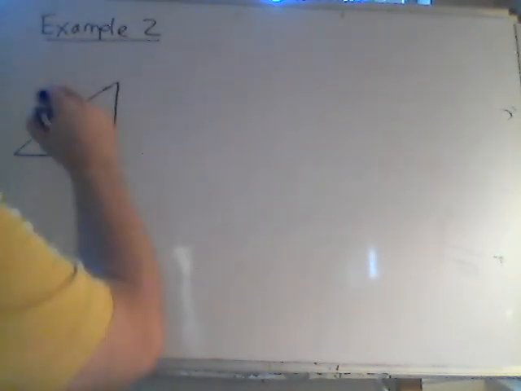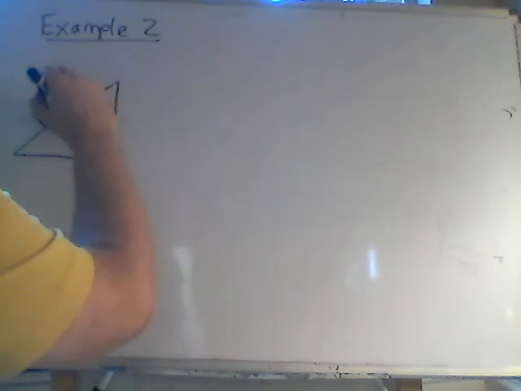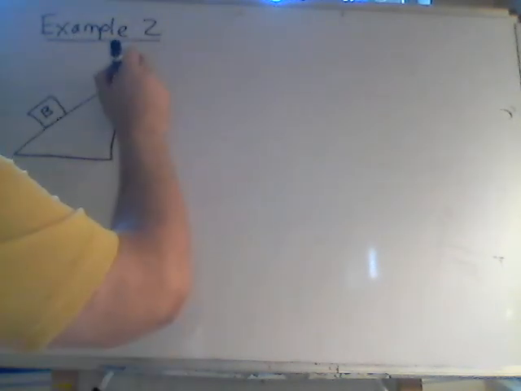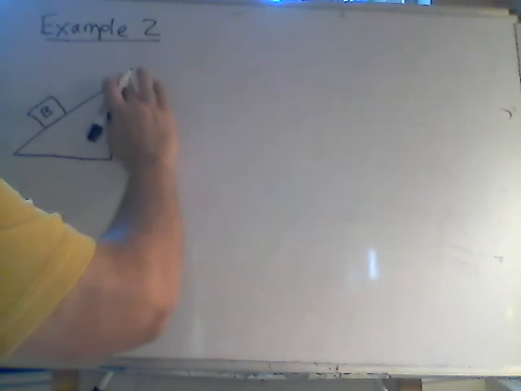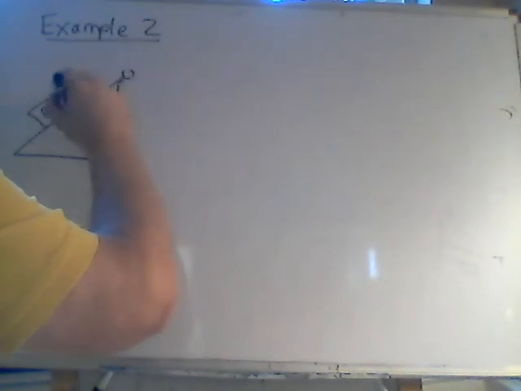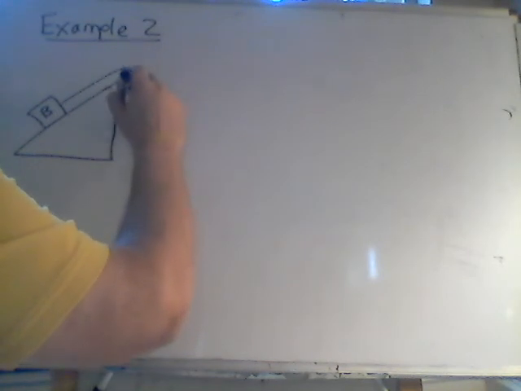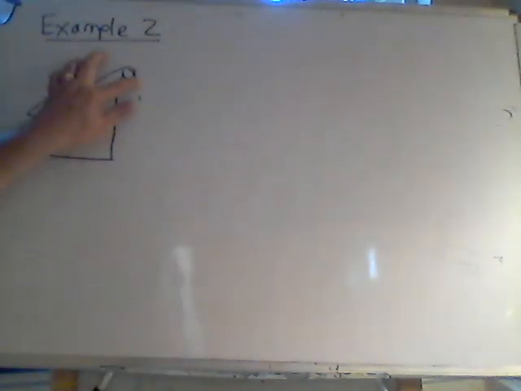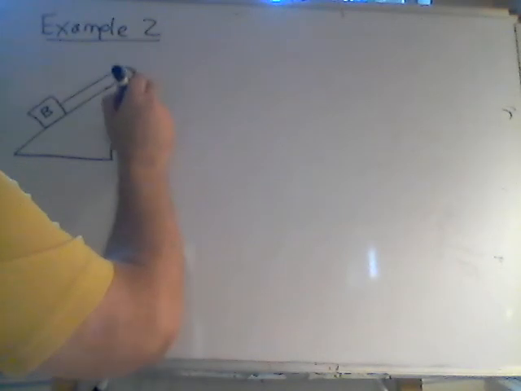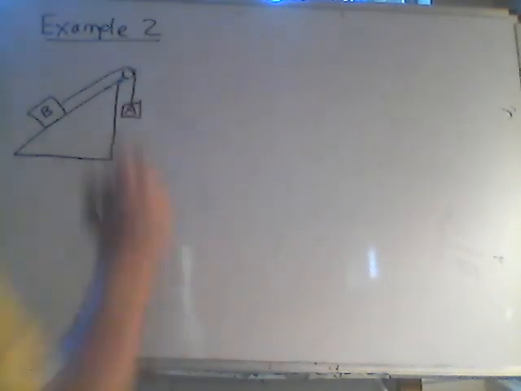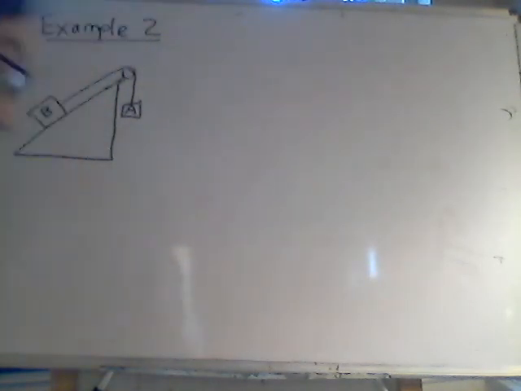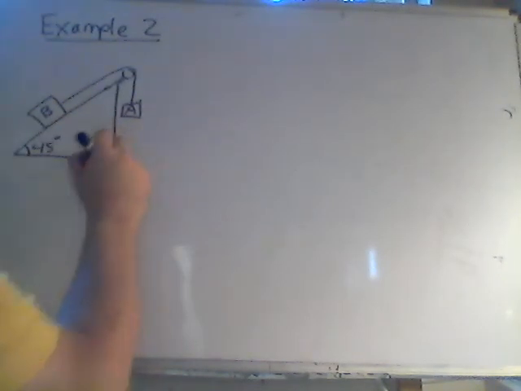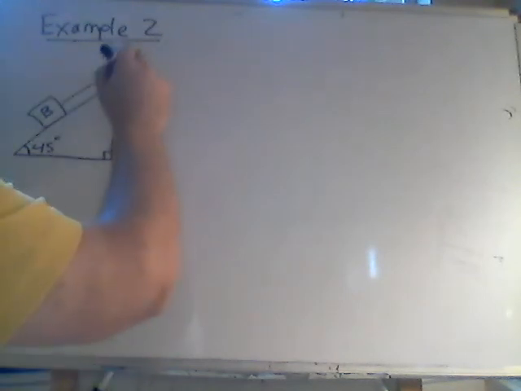Now, I'm going to put tension here. So I'm going to have a block I call block B, and I have a little pulley. Make it a little bit higher. And on the other side of this pulley is a block that's going to hang straight down, if I can try to draw this right. I'll call this block A. And the angle here is going to be 45 degrees in this problem. And this is a right triangle. So again, another incline, and this is a pulley.